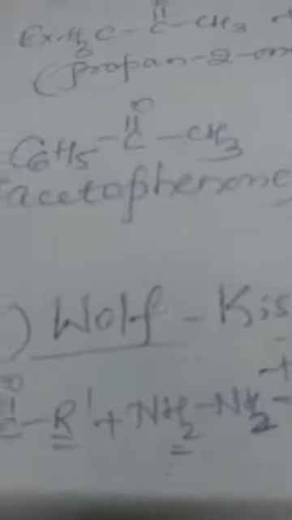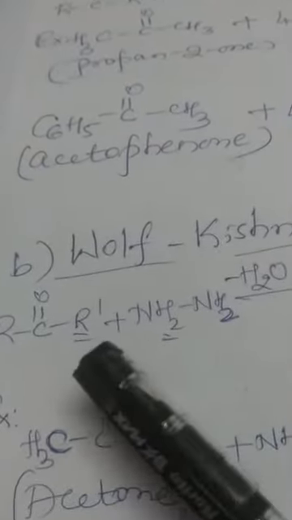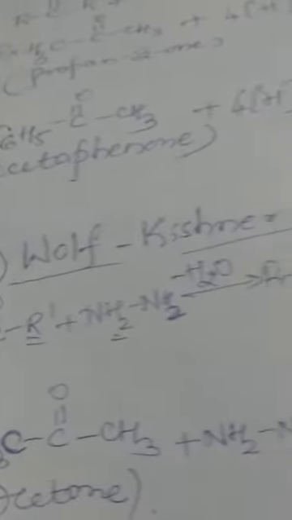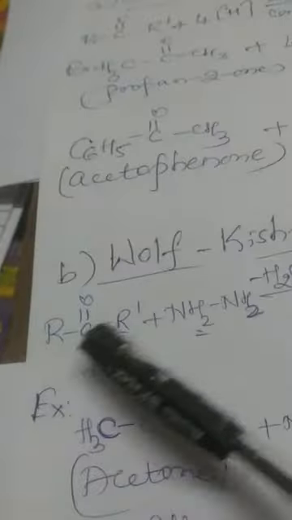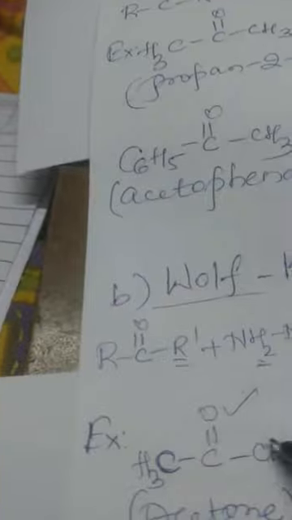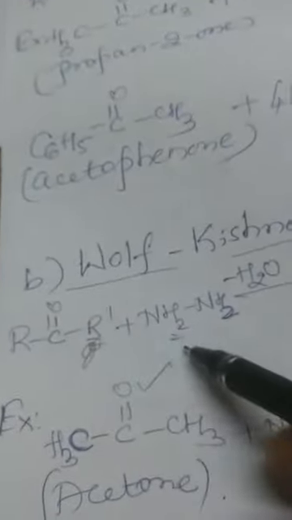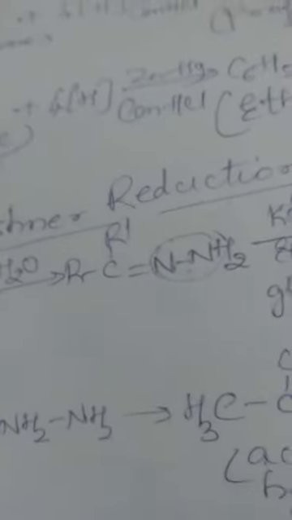RC double bond O R dash, a ketone, reacts with NH2 single bond NH2, which is nothing but hydrazine. You will get the corresponding hydrazone due to the elimination of water. Just look here. From here H2 and O will be eliminated to give RCR dash. So it is not R dash being eliminated. H2 and O will be eliminated as water and you will get the corresponding hydrazone RCR dash double bond N NH2.